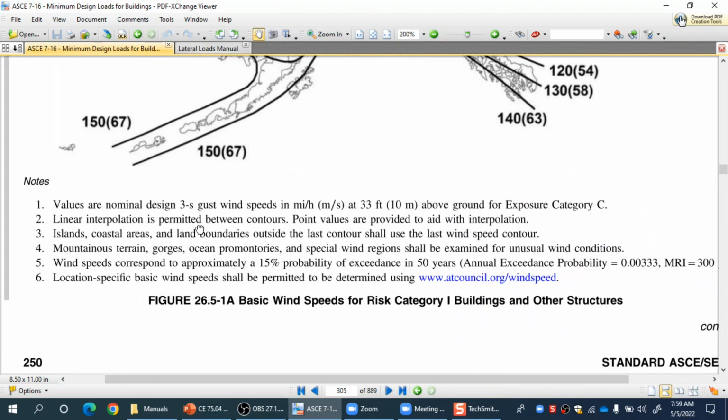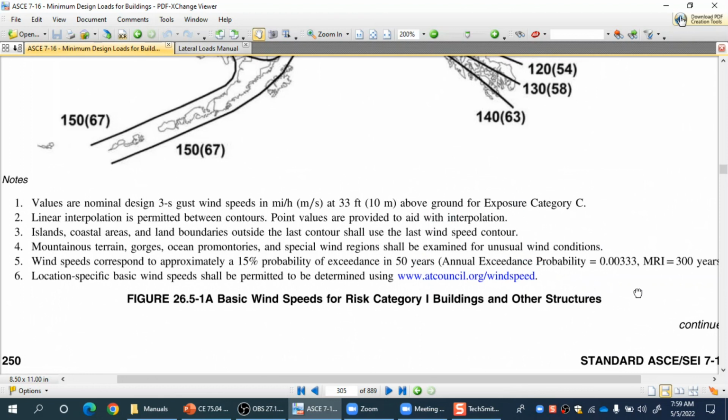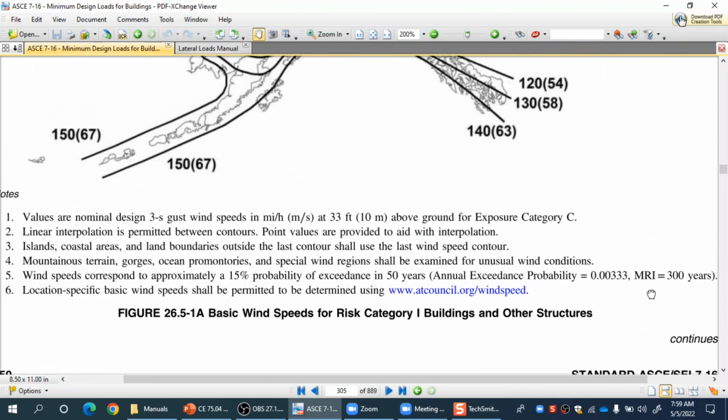And then there is a guideline about other areas which may not be covered in these contours. And then more importantly, the wind speeds correspond to approximately a 15% probability of exceedance in 50 years, which actually translates into the annual exceedance probability of 0.0033 or mean recurrence interval of 300 years. So this is the hazard level which is set for risk category 1 buildings.